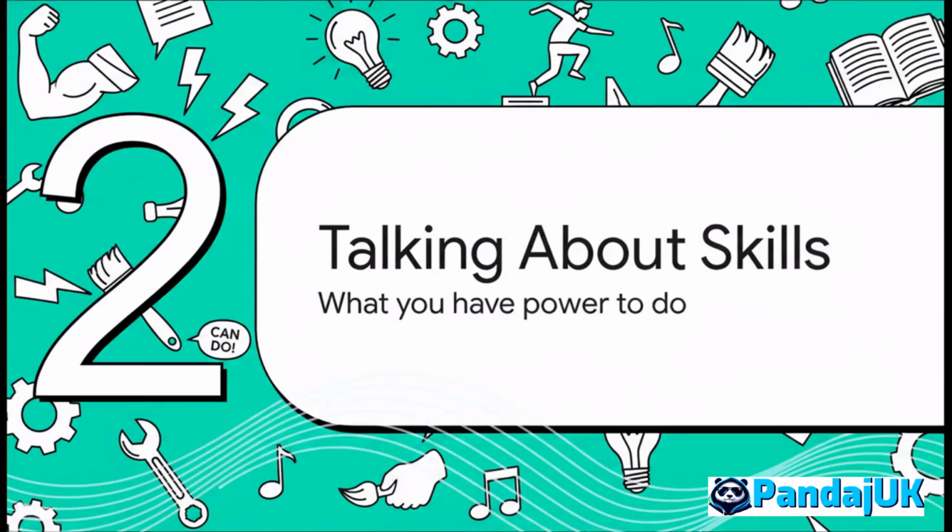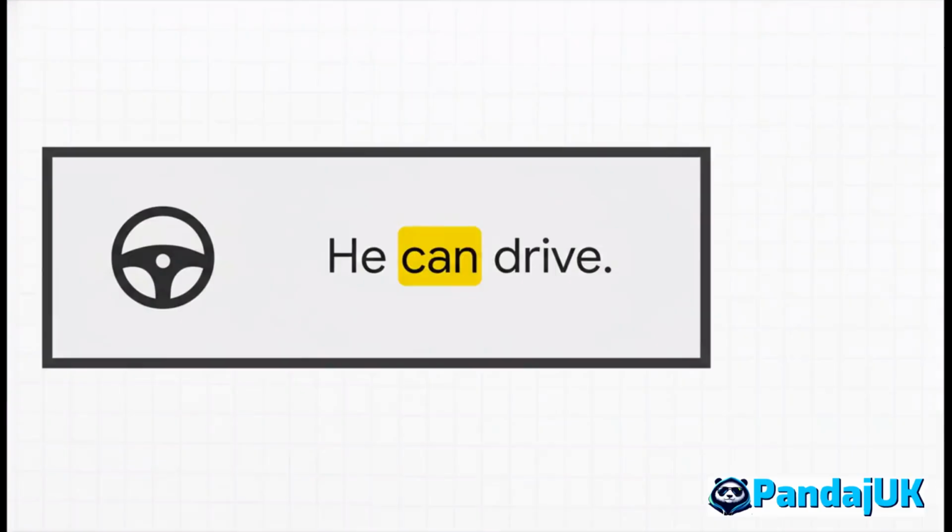Section 2, talking about your skills, what you have the power to do. This is how we use our new helper word in everyday life to talk about your skills, your powers, and your abilities. Let's read this sentence together. Very, very slowly. Notice the bright yellow highlight. He can drive. This shows us that he has the absolute power to drive a car.